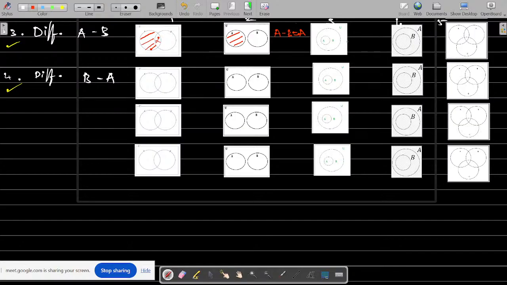What about the third case? Empty set, because A is properly contained in B. It's a subset of B. So when I talk about A minus B, it will be an empty set. We use this representation for the empty set. Fourth one, A minus B, we'll get this region. We'll be calling this an annular ring. Else you can call this a donut.